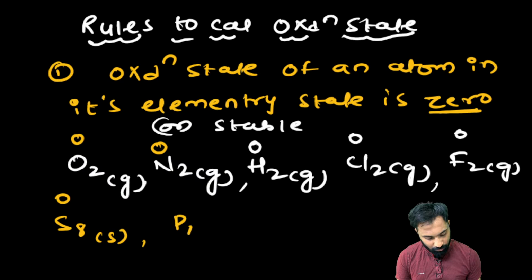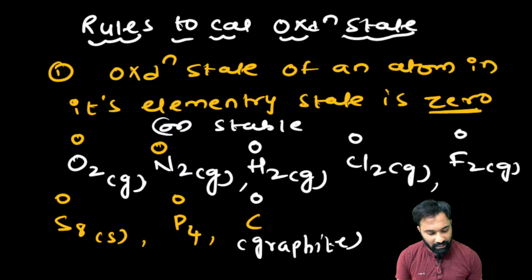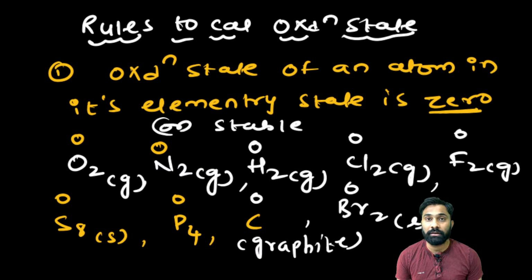Next, P4 phosphorus is stable in P4, right? Next, carbon. Many of the students get confused about carbon. If they have given graphite only, carbon is stable in graphite and its oxidation number is 0, right? Next, if Br2 liquid is given, the oxidation number is 0 because bromine exists in nature as a liquid, not a gas.